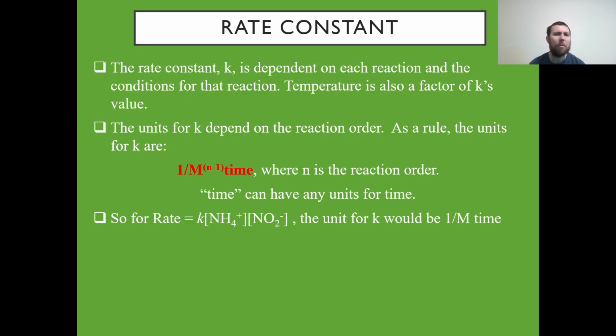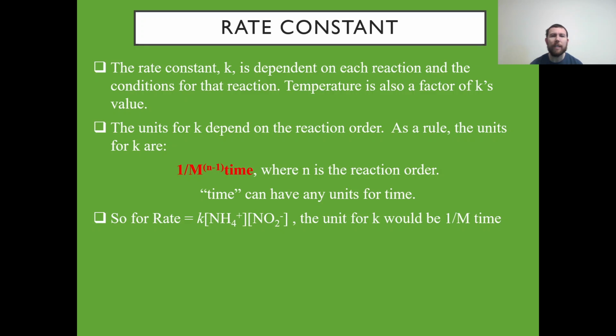Now, the units for K, you might be wondering, okay, well, it's a constant. What are the units for this constant? Well, the reality is that's going to depend on the reaction order. As a rule of thumb, the units for K are going to be 1 over M to the n minus 1 power times time. Now, n is going to be the overall reaction order. Time is going to be whatever units for time you're dealing with.